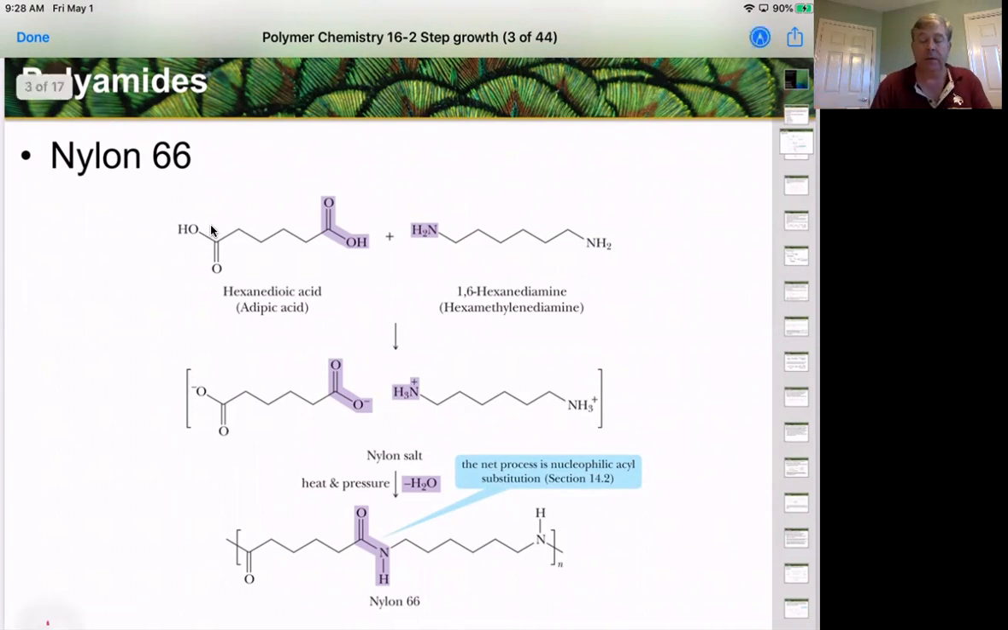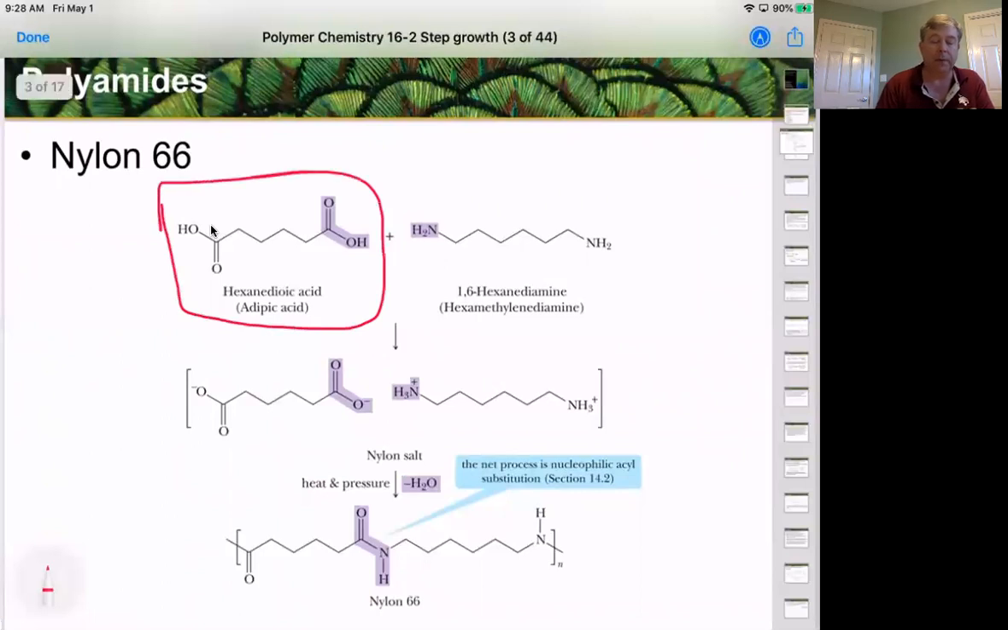So the way we do that is we take this dicarboxylic acid that we have right here. It's also known as adipic acid. Okay, notice there's a total of 1, 2, 3, 4, 5, 6 carbons, including the carbonyl carbons. And we have this thing called 1,6-hexane diamine. So we have 2 amines, 1 at each end, plus 1, 2, 3, 4, 5, 6 carbons in there. So that's where we get the 6 and the 6 in nylon 6,6.